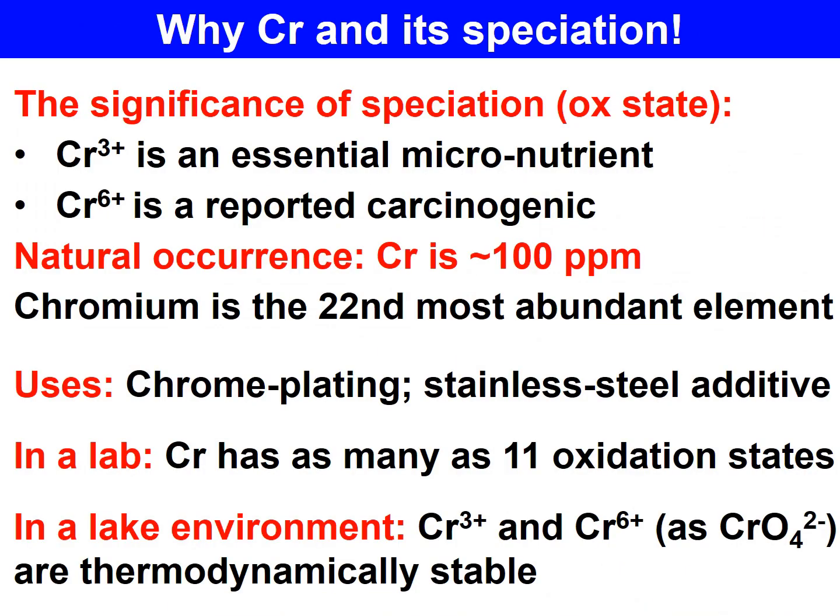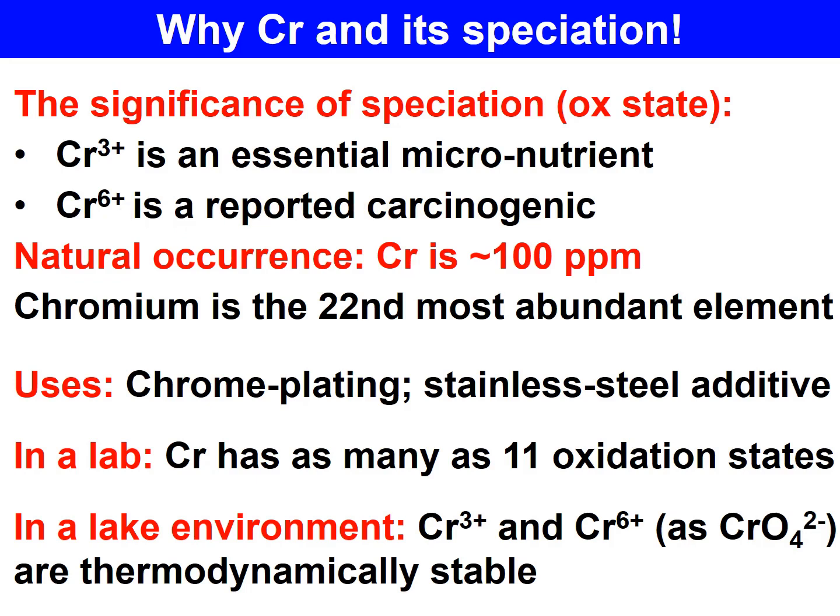You may ask why chromium and why look at the speciation. The term speciation refers to the oxidation state. For example, we're looking at chromium. So there's chromium 3+, oxidation state 3+, and there is the same chromium but with an oxidation state of 6+. The question is, why are they significant? Well, chromium with an oxidation state of 3+ is an essential micronutrient. Chromium with an oxidation state of 6+ is a reported carcinogenic.